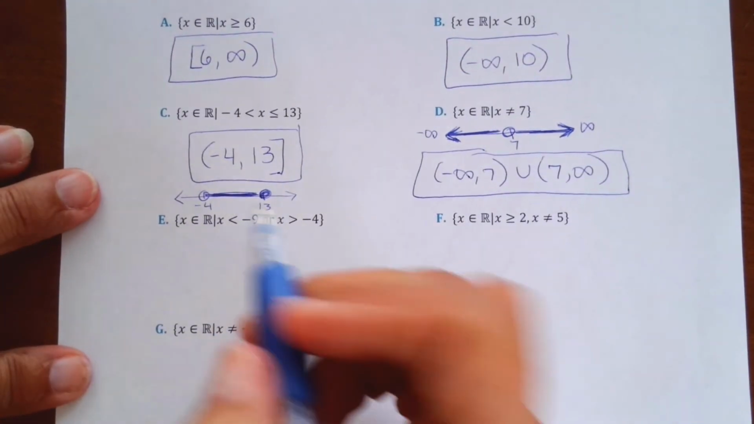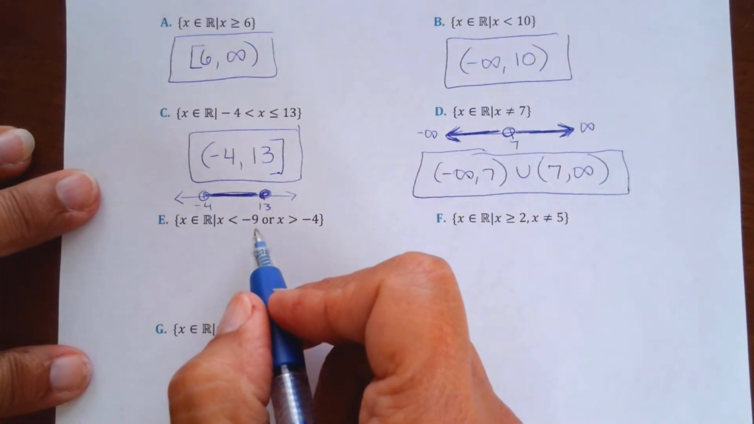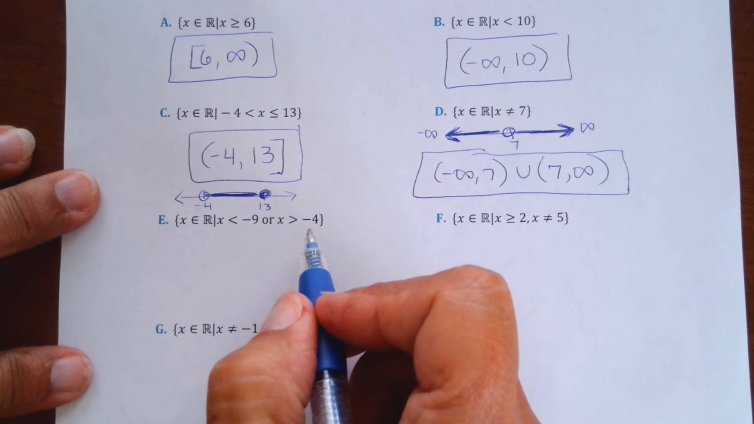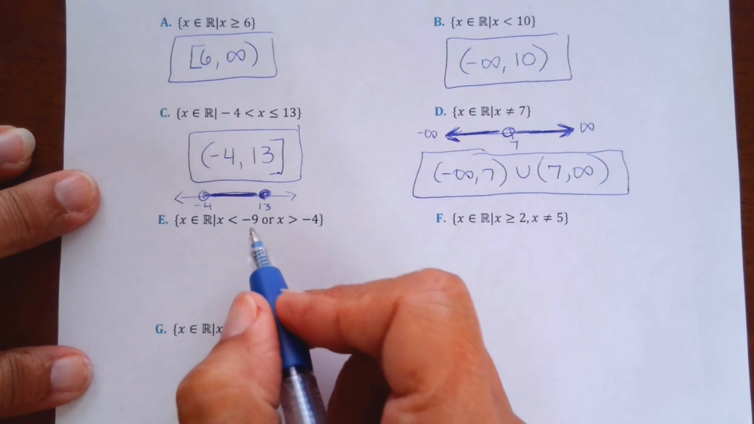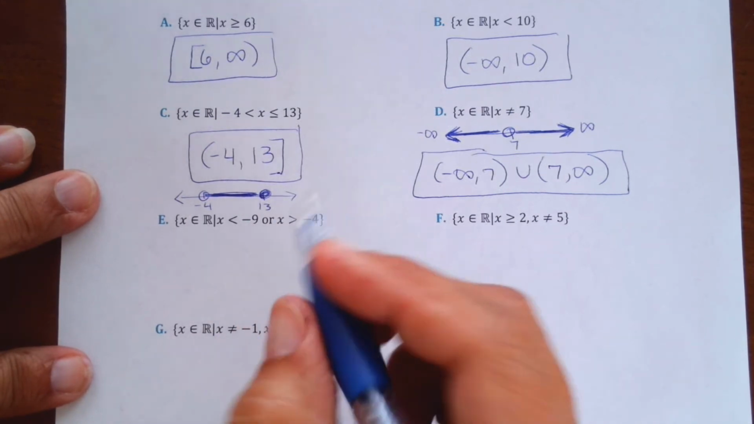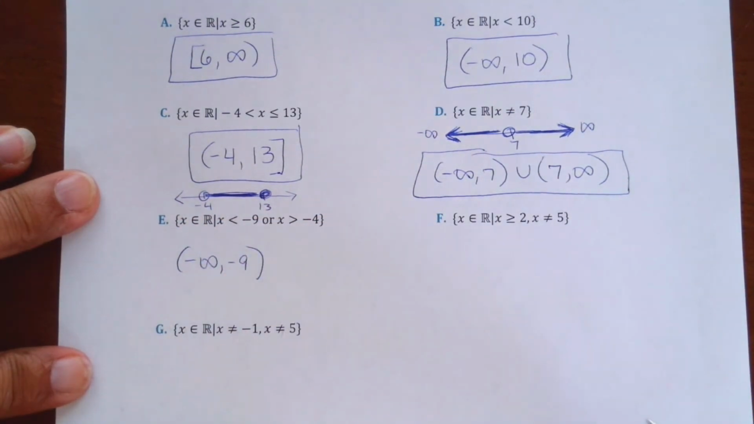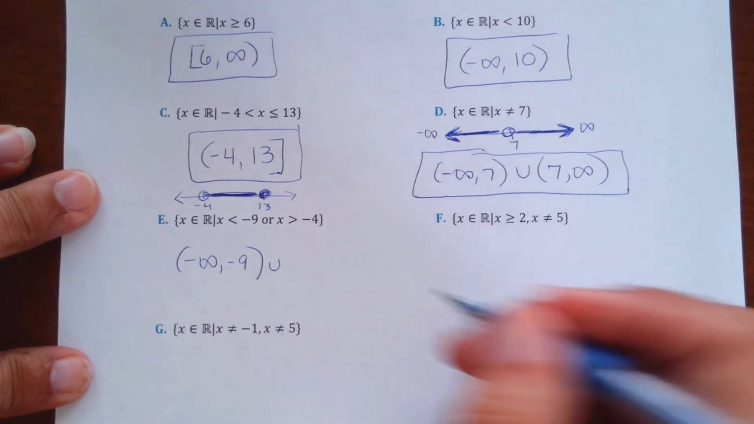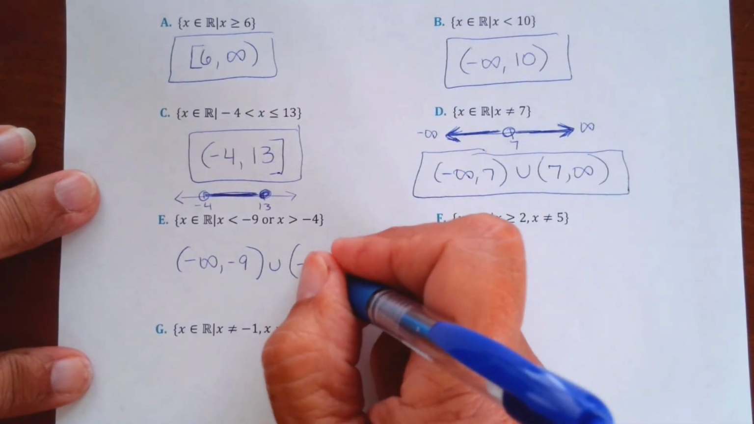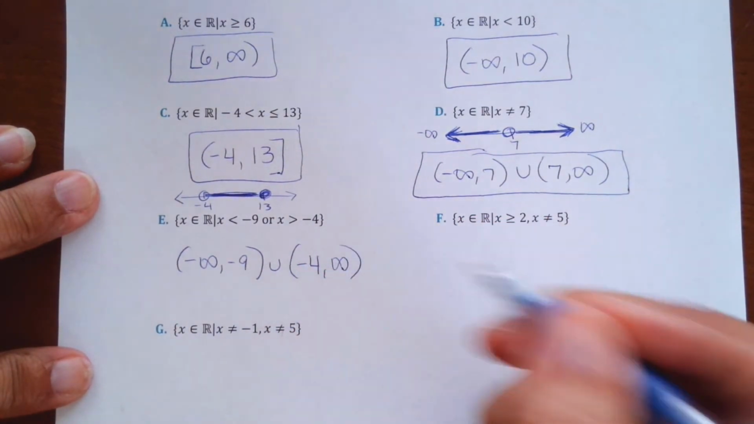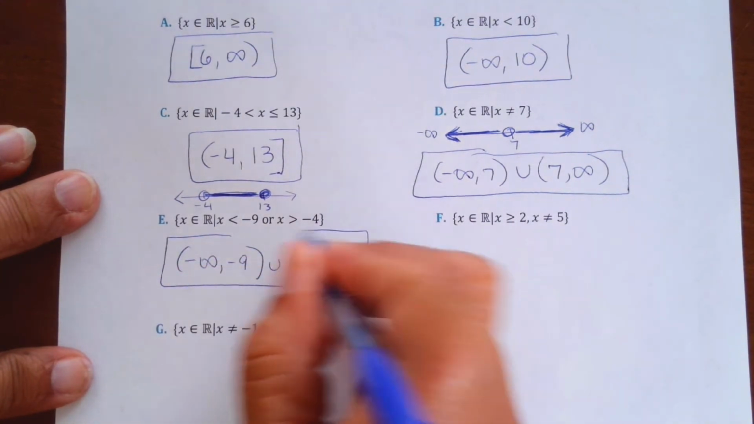All right, part E, all numbers less than negative 9 or greater than negative 4. So this is the smaller number. So numbers less than negative 9 would go from negative infinity to negative 9, not including it. And then we would union it with everything bigger than negative 4. So that would go to positive infinity.